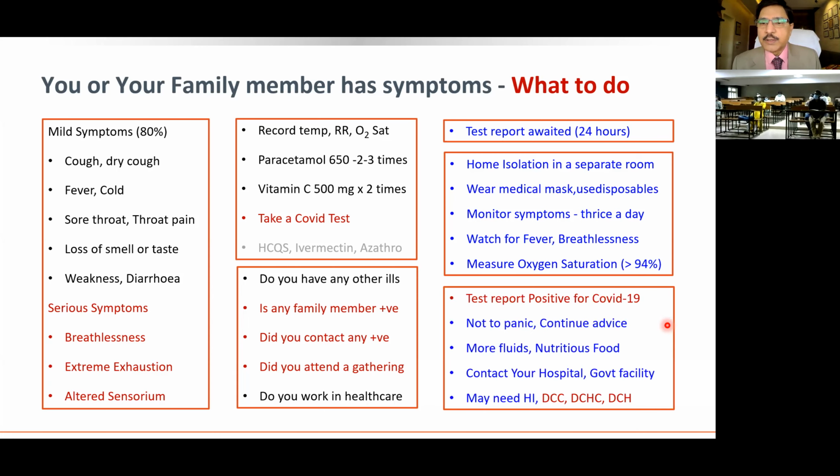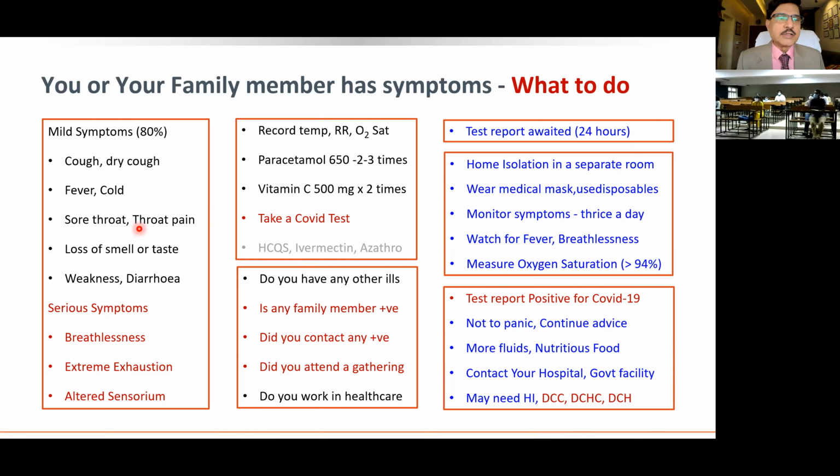Test report positive. When a positive report is given, nothing to panic. Continue the advice. More fluids. How much? 4 liters of fluid, unless you are a renal patient. Nutritious food, fruits, vegetables. Avoid non-veg and other spicy food. Contact your hospital or government facility. You may need home isolation, or you may be a case to get admitted in DCC or DCHC or DCH. This is what we have to do.